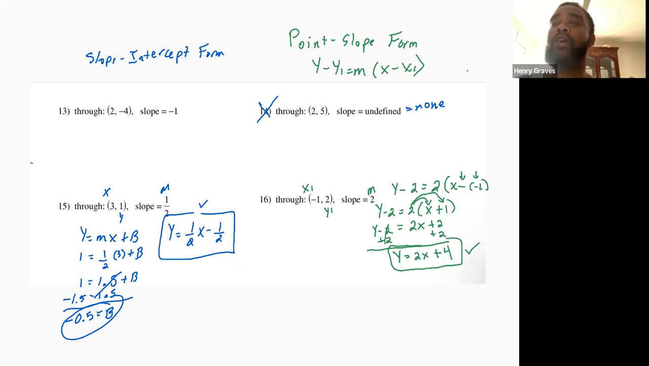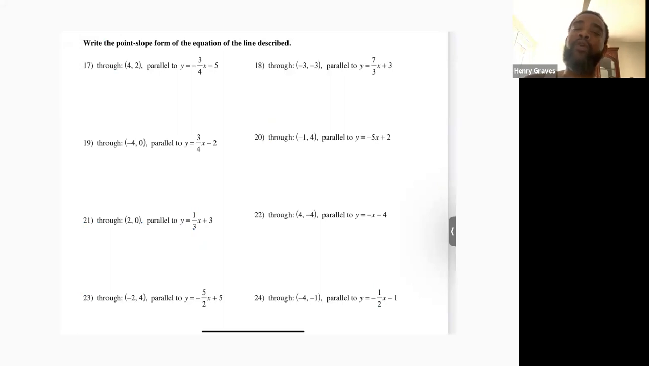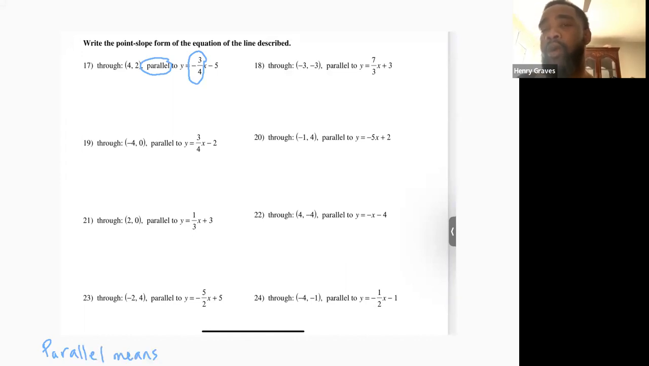Now, the last page we're talking about is when things are parallel and perpendicular. Again, this may not pop up in Unit 4, but as your teacher, I need to show you. I'm going to talk about when things are parallel. So when things are parallel, the slope they give you is what you're going to use, right? So parallel means same slope. So at least you have that part of your work done for you.